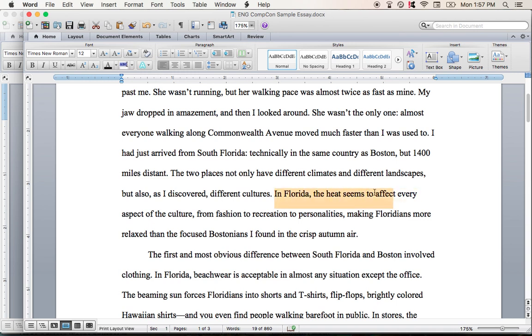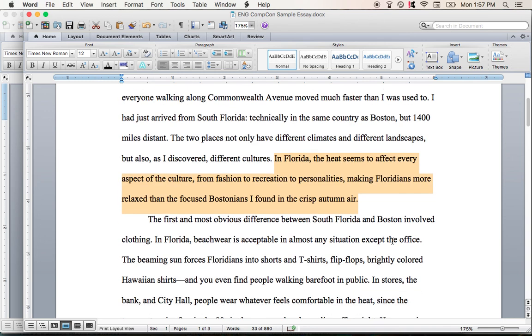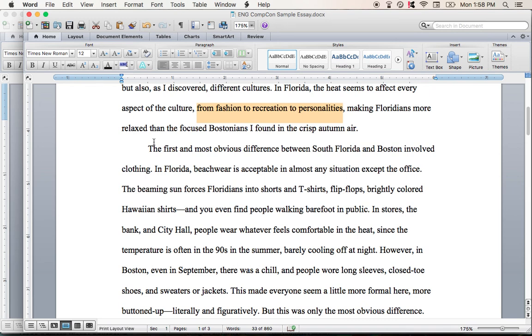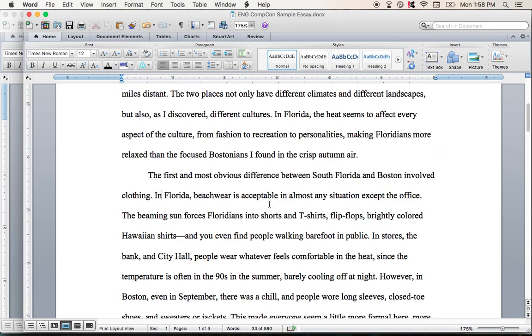In Florida, the heat seems to affect every aspect of the culture, the way people live their lives, from fashion to recreation to personalities, making Floridians more relaxed than the focused Bostonians I found in the crisp autumn air. So this thesis statement was showing sort of an overall difference between the two places, but it focuses on three different aspects: fashion, recreation, and personalities. And we can see how the first two body paragraphs help to support this idea that Floridians are more relaxed than the more focused Bostonians.